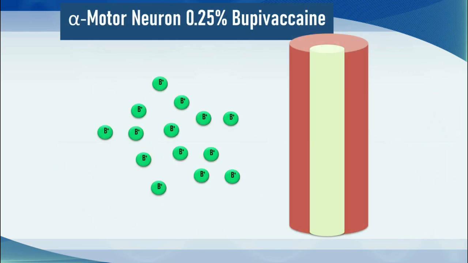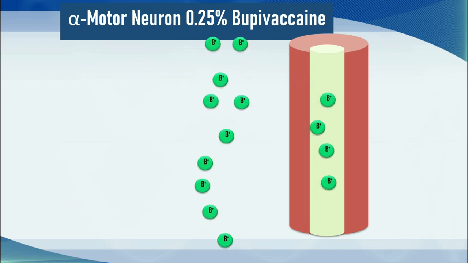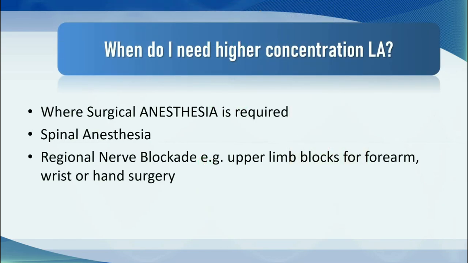But alpha motor neurons are very thick and robust, and the same drug dosage may not be sufficient to penetrate the structure sufficiently to provide loss of motor function and surgical anesthesia. So you need that higher 0.5% concentration of, for example, bupivacaine when surgical anesthesia is required, such as a spinal anesthetic or regional nerve blockade, such as upper limb blocks for the forearm, wrist, or hand surgery.